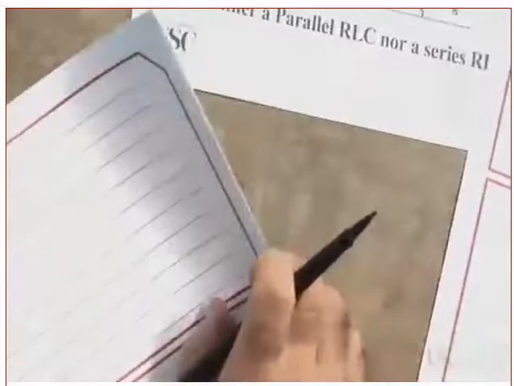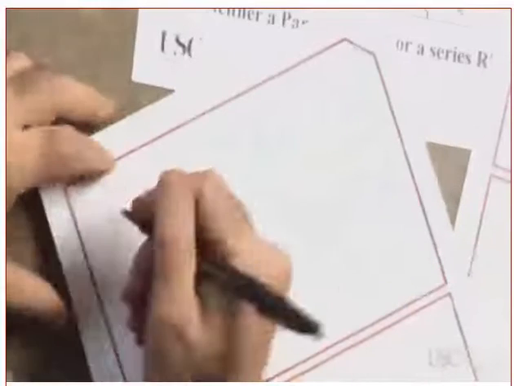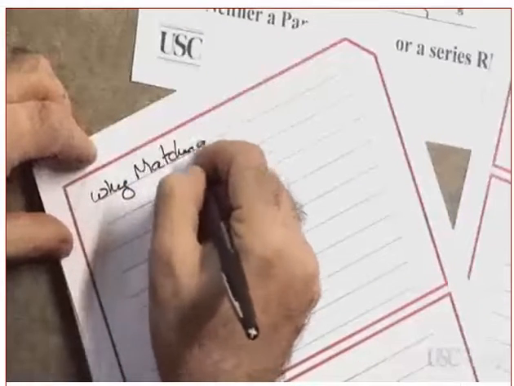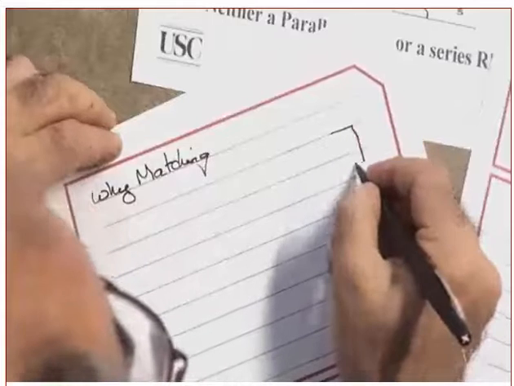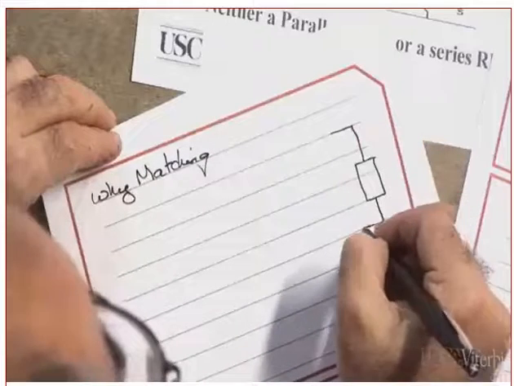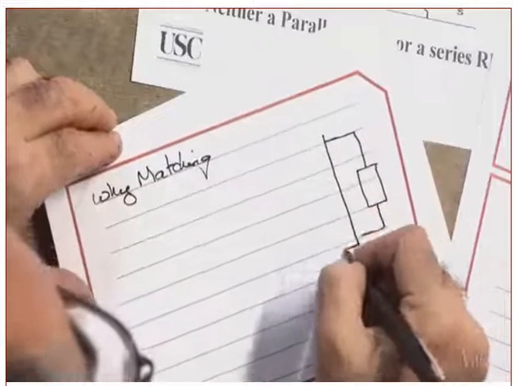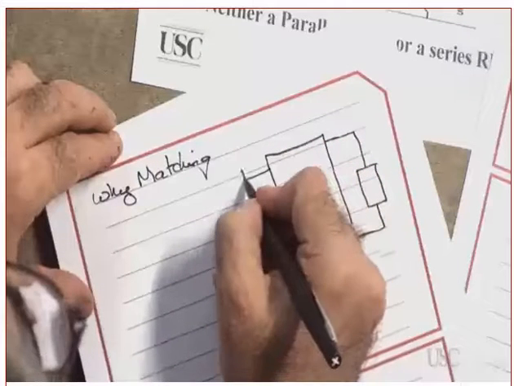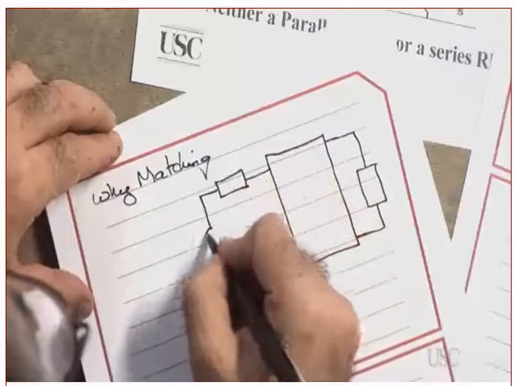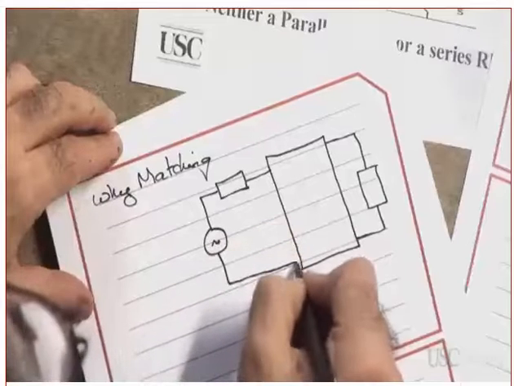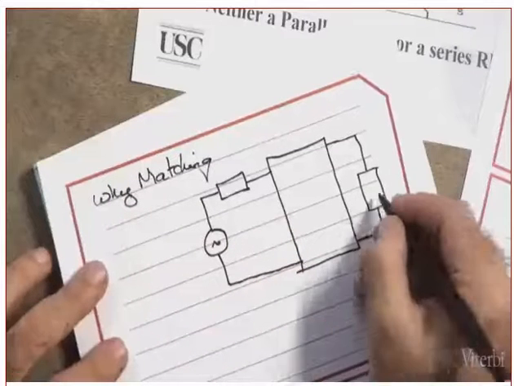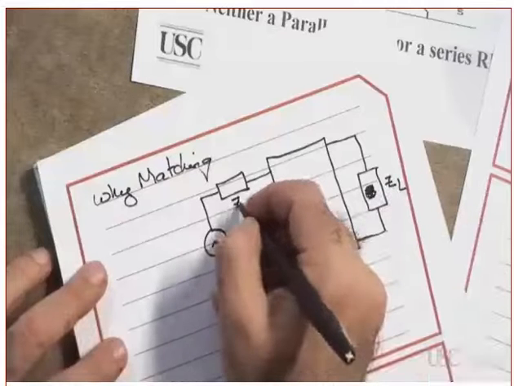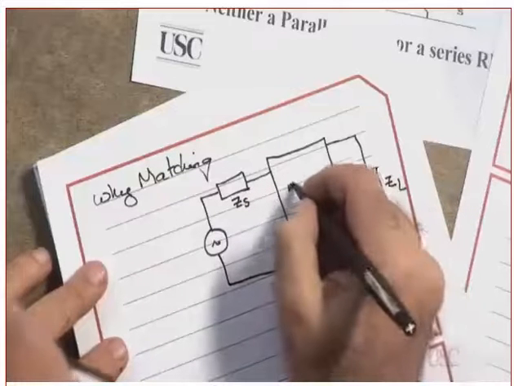First of all, let's set it up. First of all, we have a load. This is a load. And then we do have a matching circuit. And here we do have the source. Clear? This is the load, ZL, and this is the source, ZS. And this is the matching network.